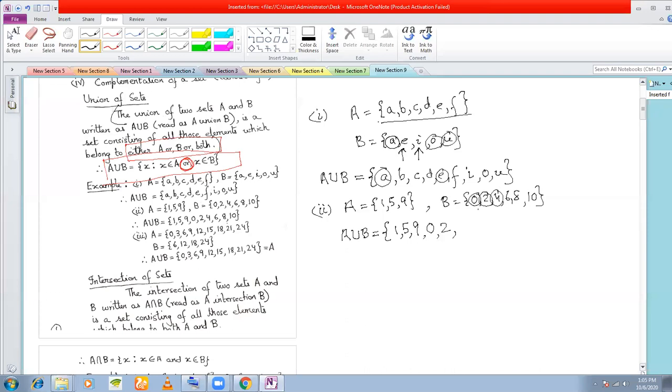4 is an element of B. Is it in A? It is not in A. I'll write a 4 also. 6 is an element of B. Is it in A? No. So I'll write a 6 also. 8 is an element of B. Is it in A? No. So I'll write an 8 also. Similarly for 10, I'll write here. So this is A union B.